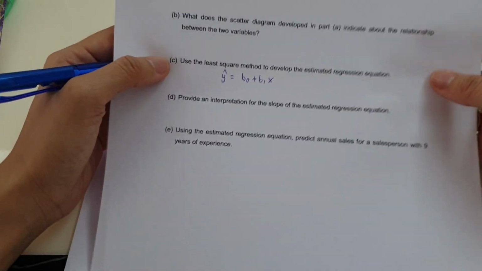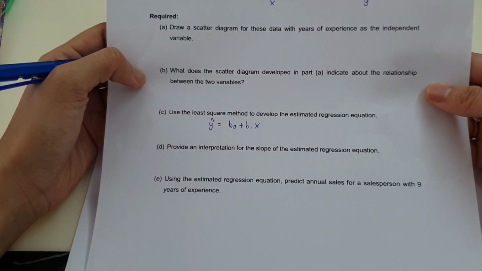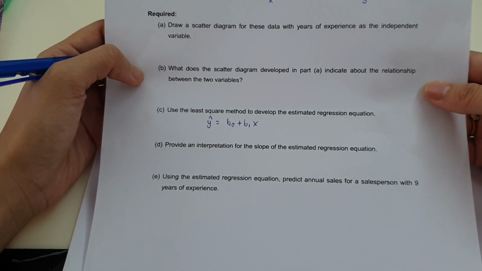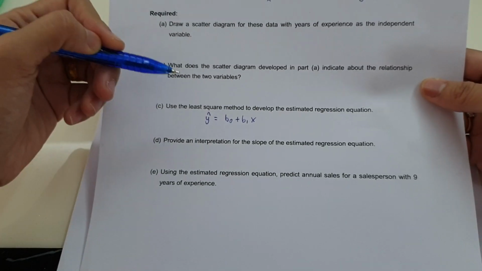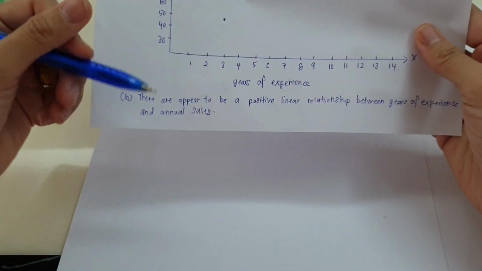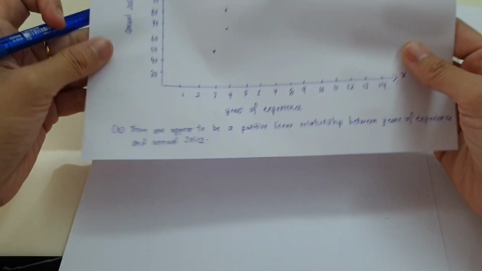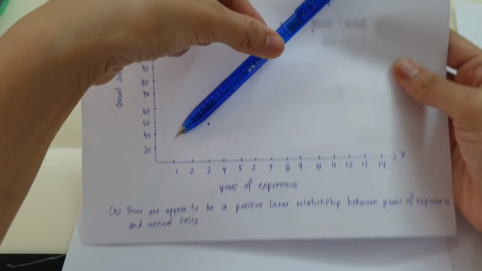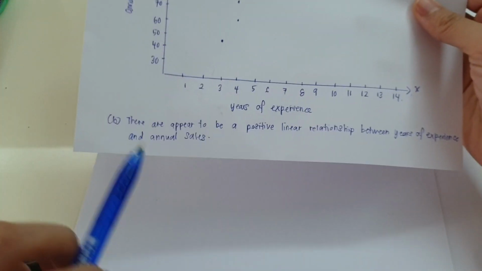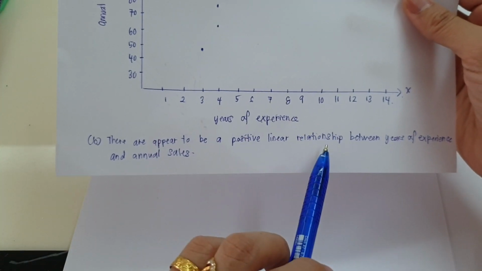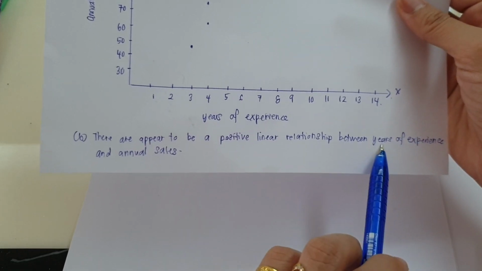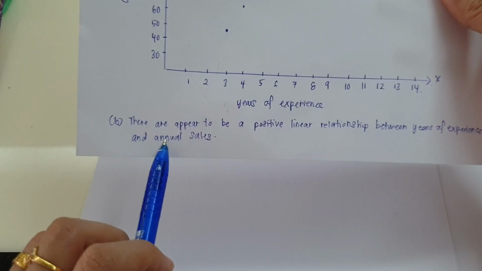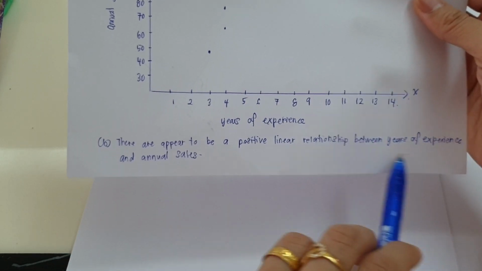Now let's proceed to question B. What does the scatter diagram developed in part A indicate about the relationship between the two variables? This is the explanation of the scatter diagram. We can see that our scatter diagram shows a positive linear relationship, meaning there appears to be a positive linear relationship between x, years of experience, and y, annual sales. So you need to put this x.